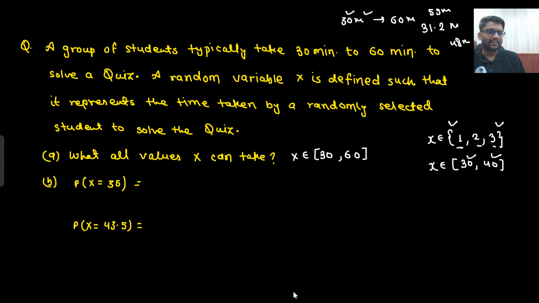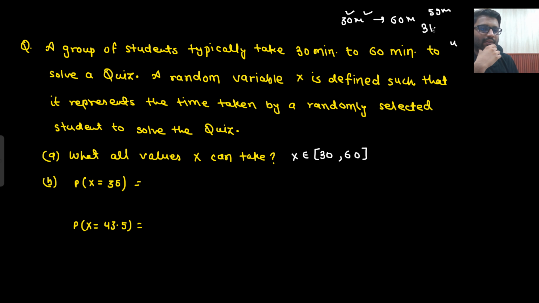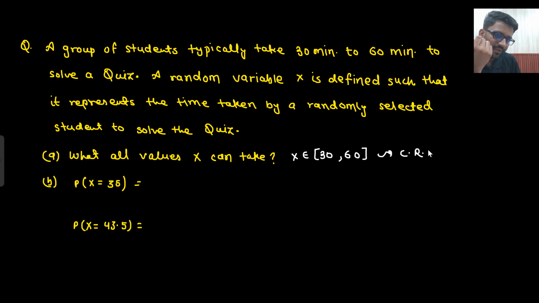So random variable x can take any value between 30 to 60. Say yes or no. Okay. Well and good. Now what are they asking? Find the probability such that x equals 35. So what is this? This is known as a continuous random variable.